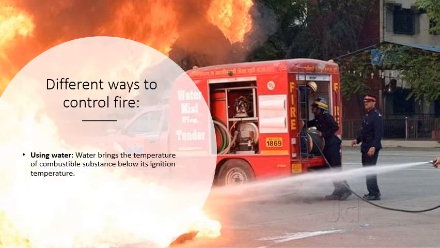There are many ways of controlling fire. Let us talk about a few of them. The first one is using water. So you all know water is the most common fire extinguisher. It works by removing heat as well as oxygen from the combustible substance. As a result, the supply of air cuts off and the fire gets extinguished.